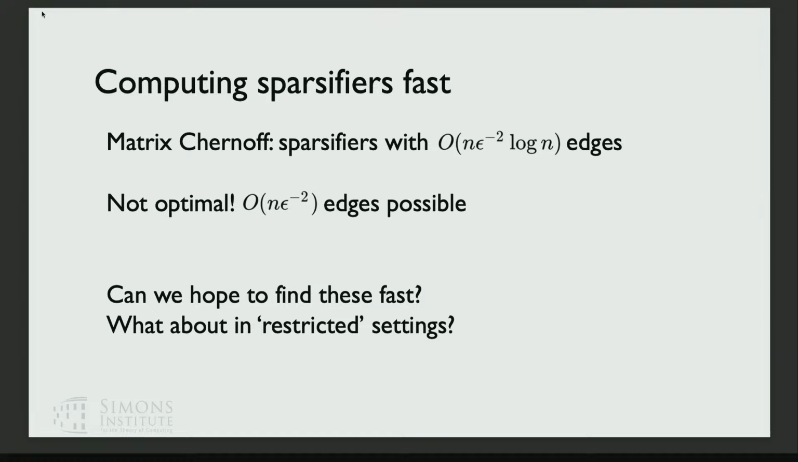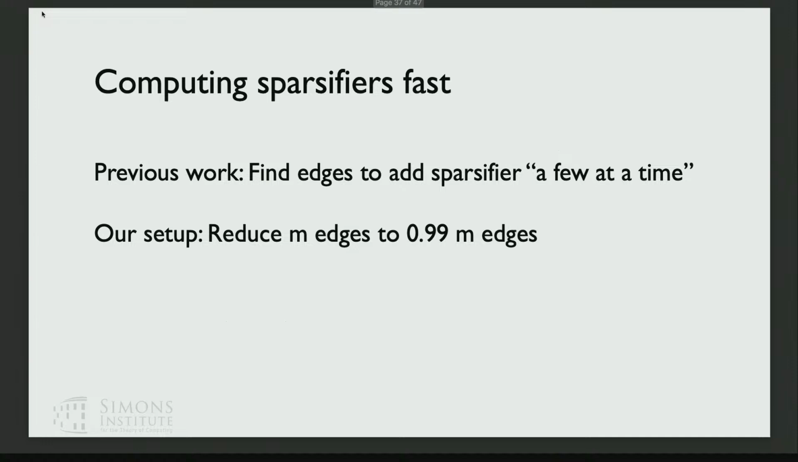So this is an interesting existential point, but maybe there's a question: can you find these efficiently? And can you find sparsifiers of this quality in some restricted settings? Let's say I enforce that all the degrees of my graph have to be preserved. What can I do? The previous work for this problem, finding these linear size sparsifiers in good time, mostly follows a very basic template of trying to find some edges to add to a sparsifier a few at a time. So the original paper added them one at a time.